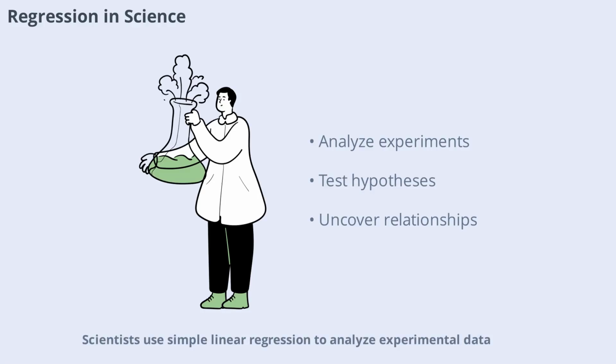Scientists use simple linear regression to analyze experimental data, test hypotheses, and uncover relationships between variables. Whether in biology, chemistry, or physics, regression helps researchers draw meaningful conclusions from their data.